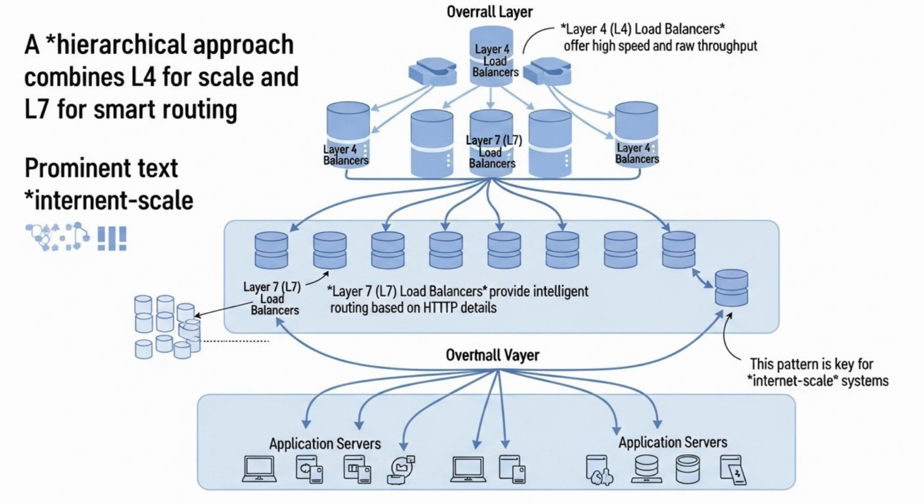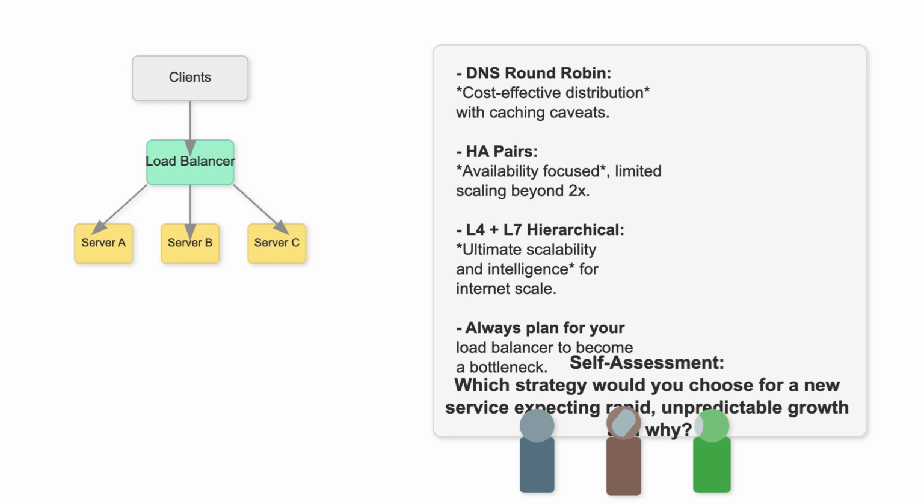We've covered a lot today. Let's quickly review the core strategies for scaling your load balancer layer. First, DNS round robin provides cost-effective distribution, but remember its caching caveats. Second, high availability pairs are excellent for ensuring uptime, though they have limitations for massive horizontal scaling beyond 2 nodes. And finally, the L4 plus L7 hierarchical splitting strategy offers the ultimate combination of scalability and intelligent routing, essential for hyperscale systems.